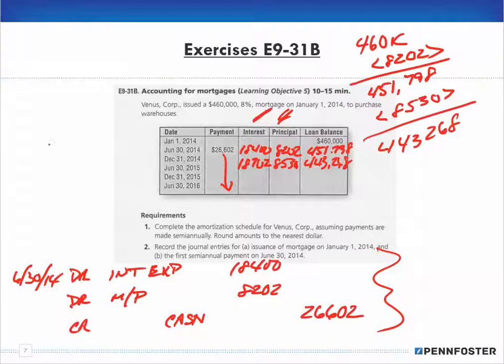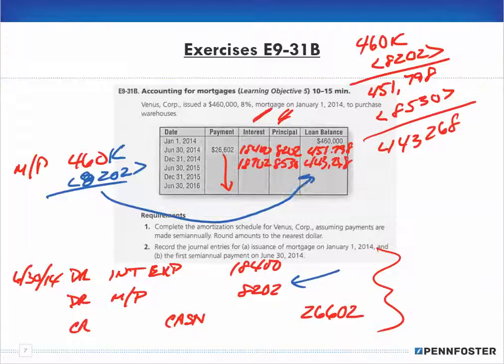So in the issuance, we issued the mortgage payable for $460,000, and as we reduce our loan balance by making the payments, our mortgage payable account will always be reduced by that principal, so that amount will always be our new loan balance. So I can just readily look at my mortgage payable and know exactly how much I owe on that purchase for the warehouse.